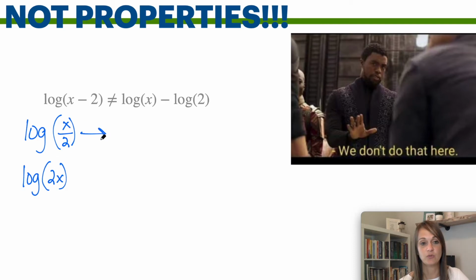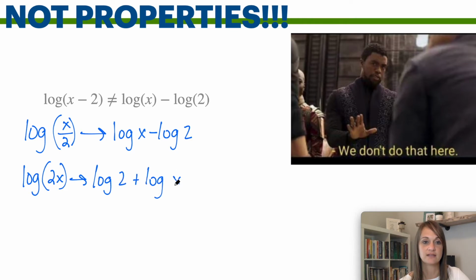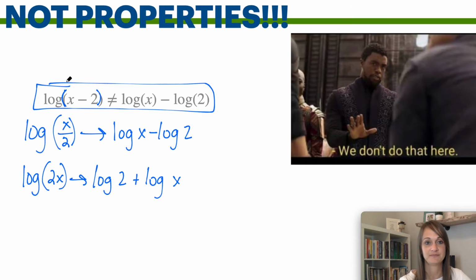These can be switched or changed to where you can expand them. In this case, it would be log of 2 plus log of x. But if you have a function that's on the inside by parentheses, that has to stay together. This x minus 2 is one function. It's not two functions. So you cannot expand log of x minus 2 to be log of x minus log of 2. Because again, this right here, x minus 2, actually represents division. So please do not separate that out.